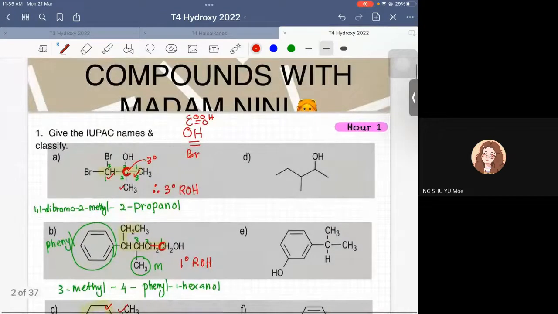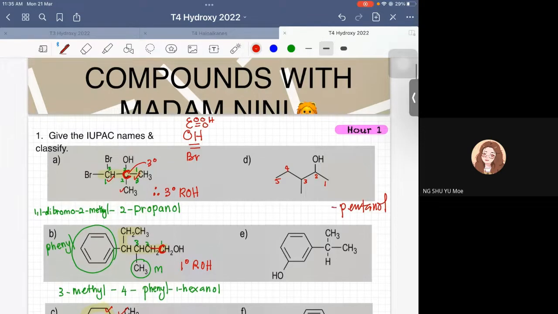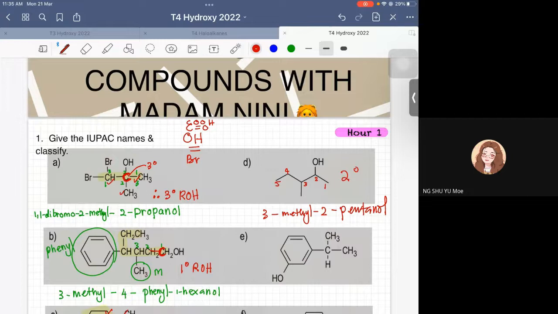And then this one, D, carbon number 1, number 2, number 3, 4, 5. 5 is pentanol. OH located at carbon number 2, so 2 pentanol. Okay, kenapa saya terus number daripada kanan? Sebab saya dah tahu dah. Dari kanan jumpa OH dulu. Then carbon number 3 ada methyl. So 3 methyl, 2 pentanol. It is secondary alcohol because this carbon, the alpha carbon is secondary carbon.